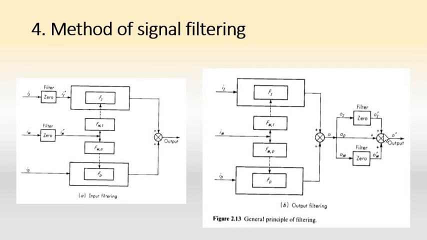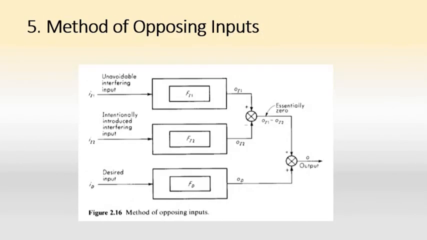That is, here what happens, OD plus OI dash plus OM dash, but here OM dash and OI dash are 0, so we will get OD as the output. That is, the desired output will be obtained in the output. So this is output filtering. Okay, next one is the method of opposing. The last method, the method of opposing input.